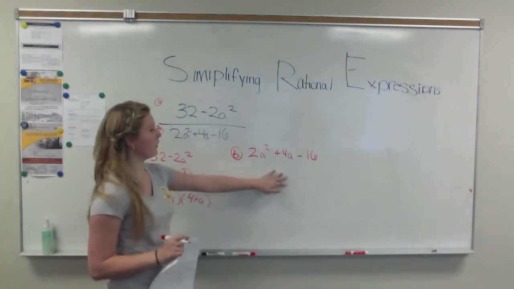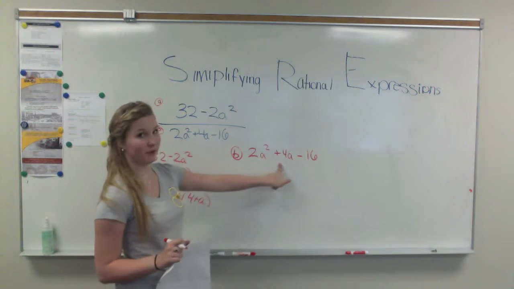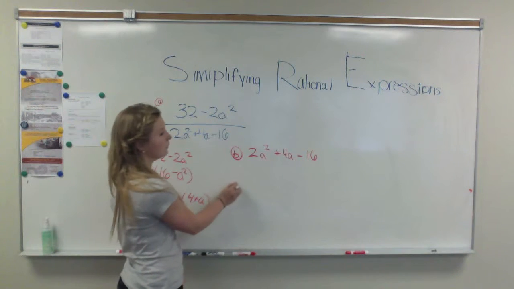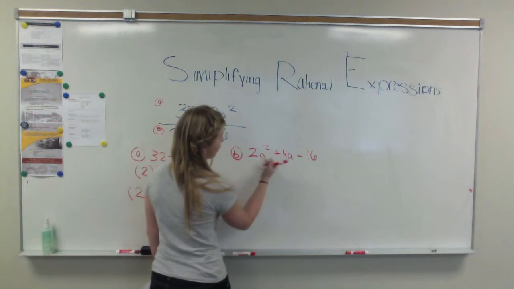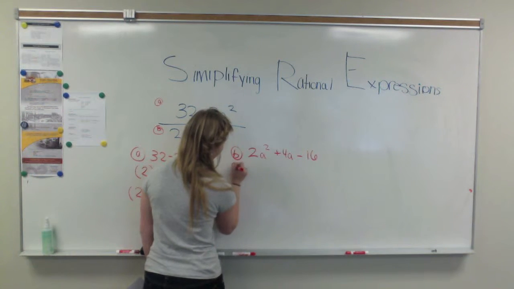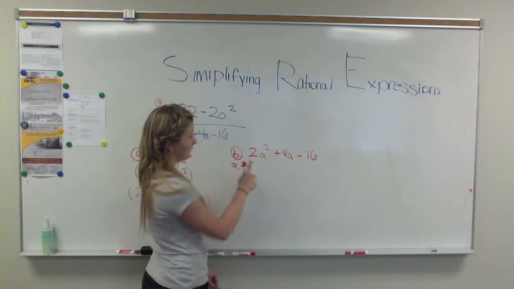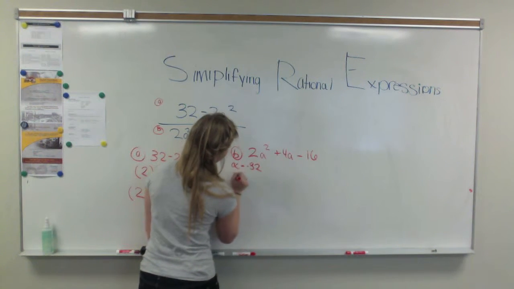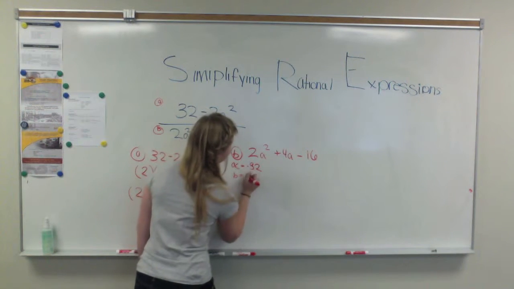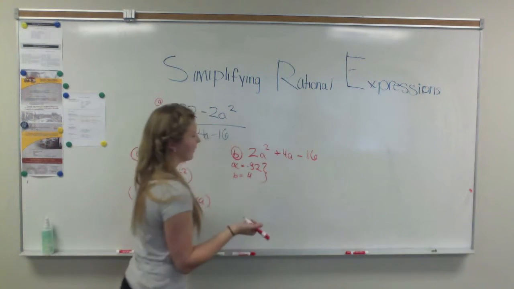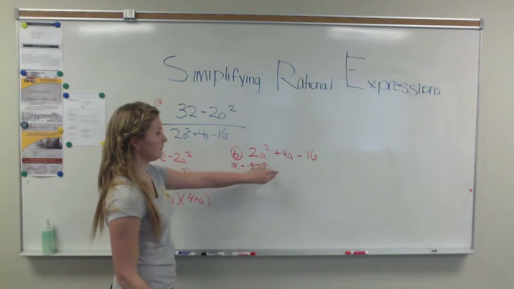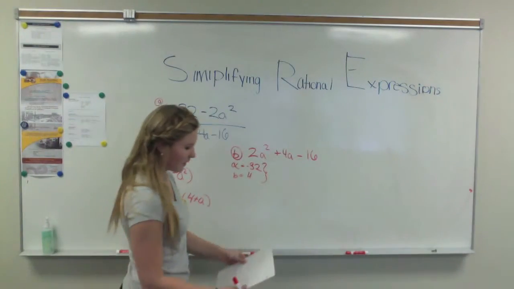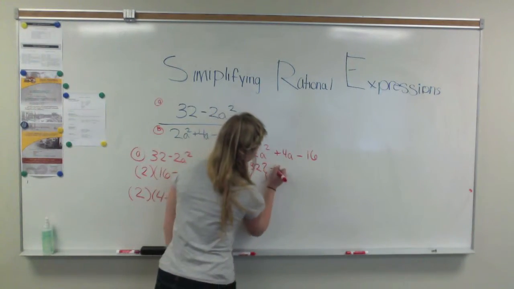Now we're on to part B. And our equation is 2a squared plus 4a minus 16. This is the denominator. So first, we're going to factor it. And we're going to factor it by finding out what 2 times negative 16 is. That will be our AC. And 2 times negative 16 is negative 32. And then our middle term will be our b, which is positive 4. Now we have to find out two numbers that both multiply to negative 32 and add to positive 4. And those numbers will be negative 4 and positive 8.